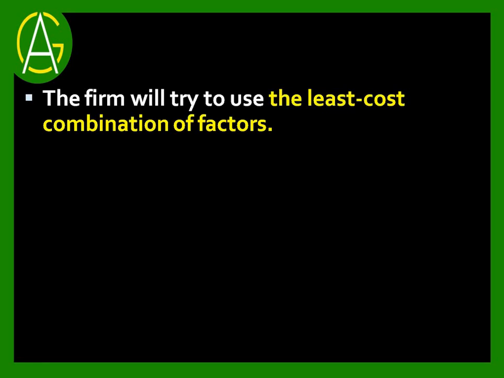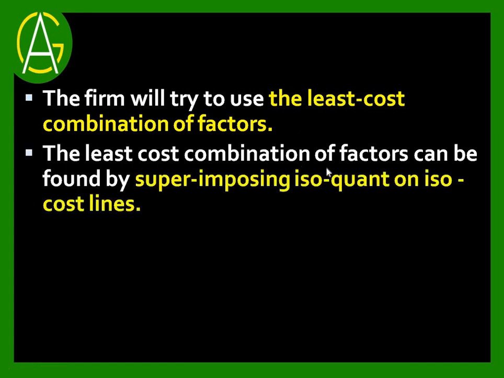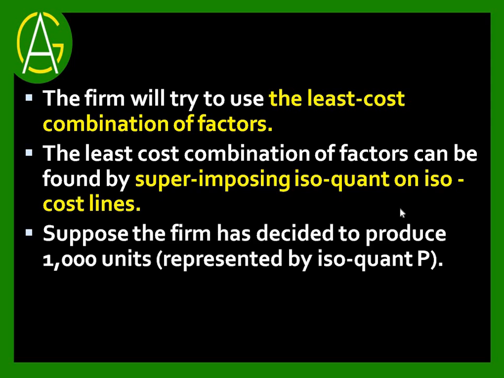Now let us find out the least cost combination. Least cost combination will be the combination where the firm incurs the lowest cost in order to produce the output. The least cost combination of factors can be found out by superimposing the isoquant on iso cost lines. We have to find out the iso cost and isoquant line, and by superimposing the isoquant curve on iso cost, we will find out the least cost combination.